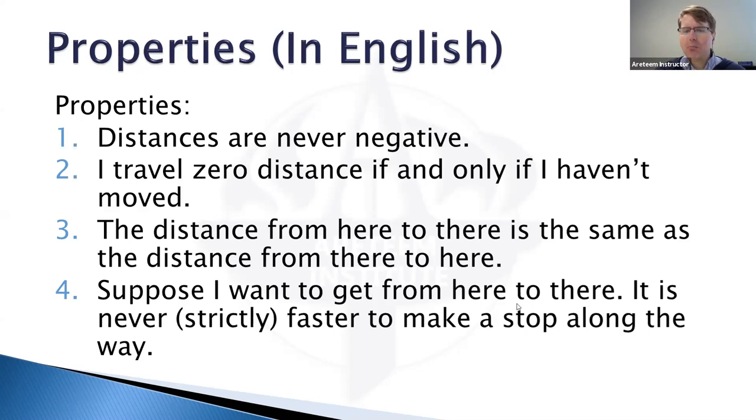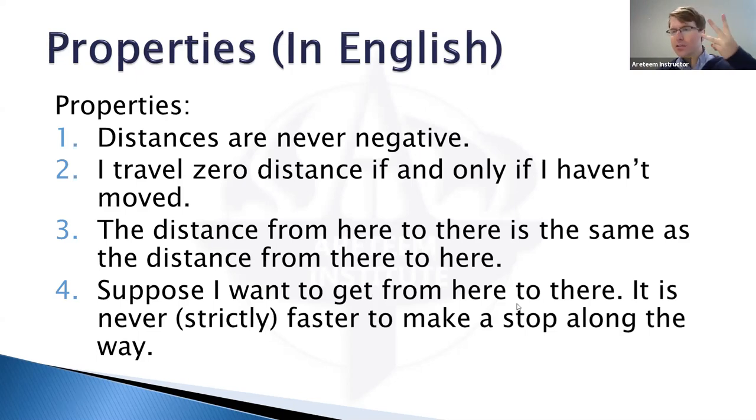And actually, one of the most important ones, which is a little tricky to think about in terms of the English statement here: suppose I want to go from here to there. It should never be strictly faster to make a stop along the way. What do I mean by along the way? That's a little unrigorous at this point, but there shouldn't be shortcuts that allow you to go there faster than going the direct route. We'll see that maybe the direct route isn't as simple when we say direct route. But you can never be faster if you're making a stop along the way.